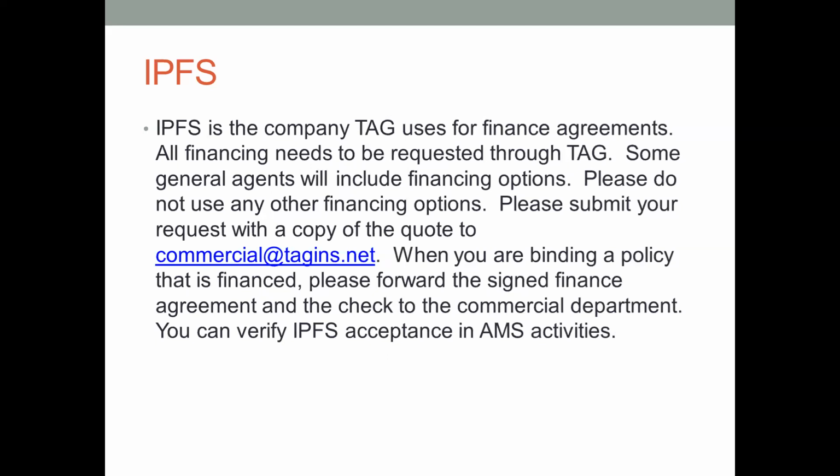So if you need a finance agreement, submit your request with a copy of the quote. We'll have to have a quote, and the address of the client has to be on the quote. Most of the time it is, but just make sure, and send it to commercial@taggins.net. When you're binding a policy that is financed, please forward the signed finance agreement and the check to the commercial department here at TAG. You'll be able to verify IPFS acceptance and AMS activities. You're going to generally get an email, and if you look in there, you can see once you've submitted your IPFS quote that it's been accepted and the finance agreement has been created.